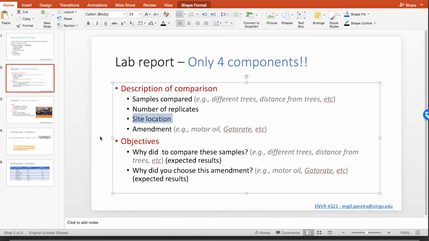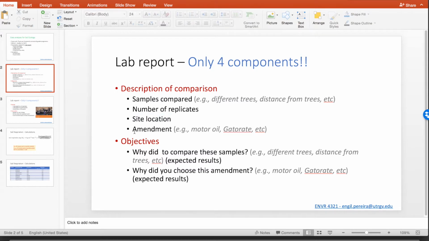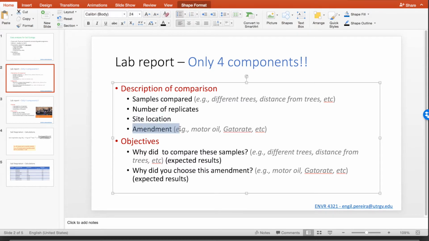Okay. And also make sure to describe what type of amendment you used. Some people used motor oil, some people used Gatorade, cigarette butts, bunch of things. Mention what amendment it was. Okay, so that's the first component of the lab report. It's the description of your samples.